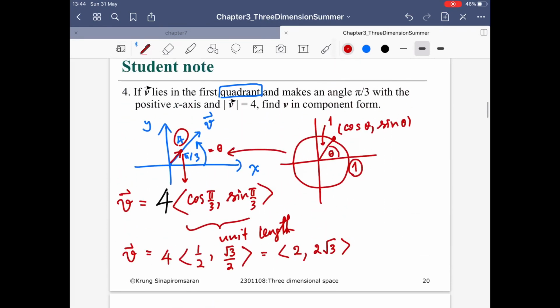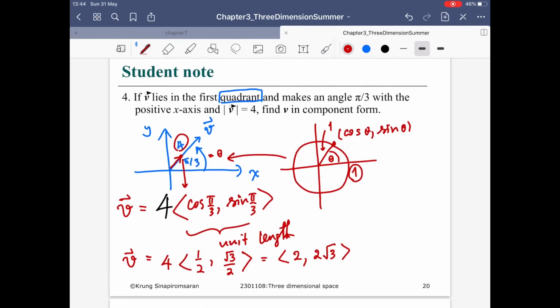All right, so we are going to stop this second video clip over here, and in the next one we are going to talk about the next concept of the vector, which is the so-called dot product, or the scalar product. We'll see you in the next clip.